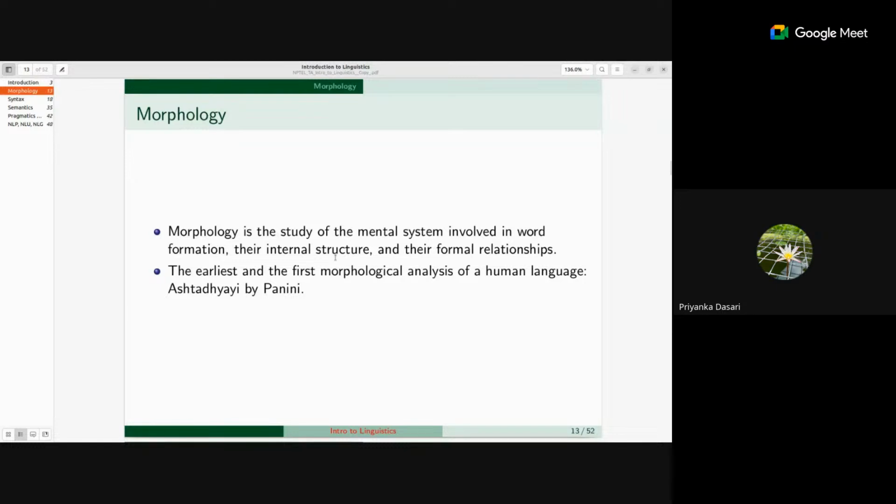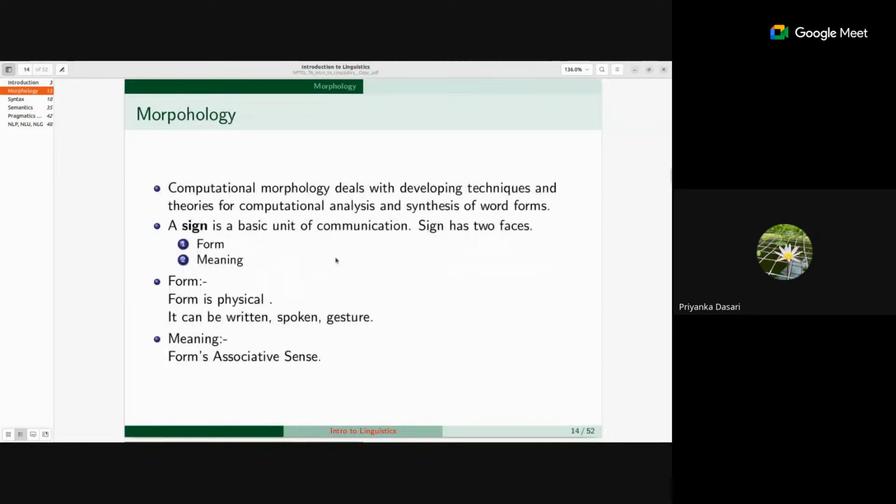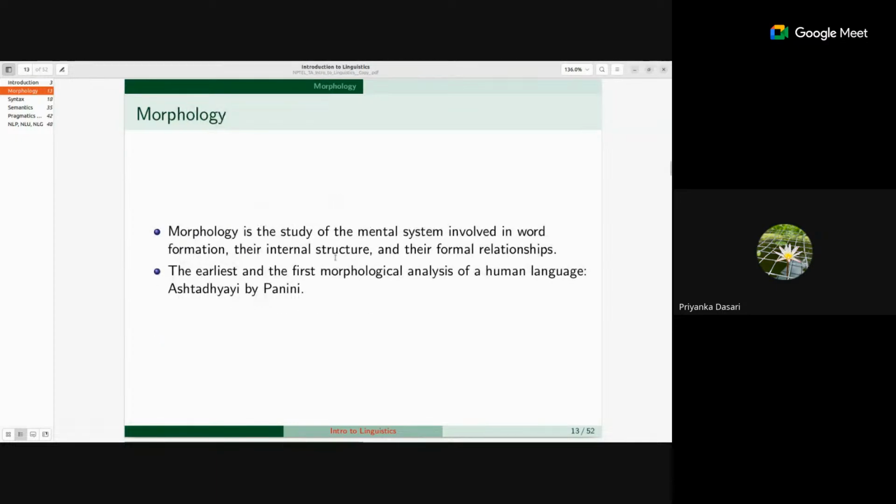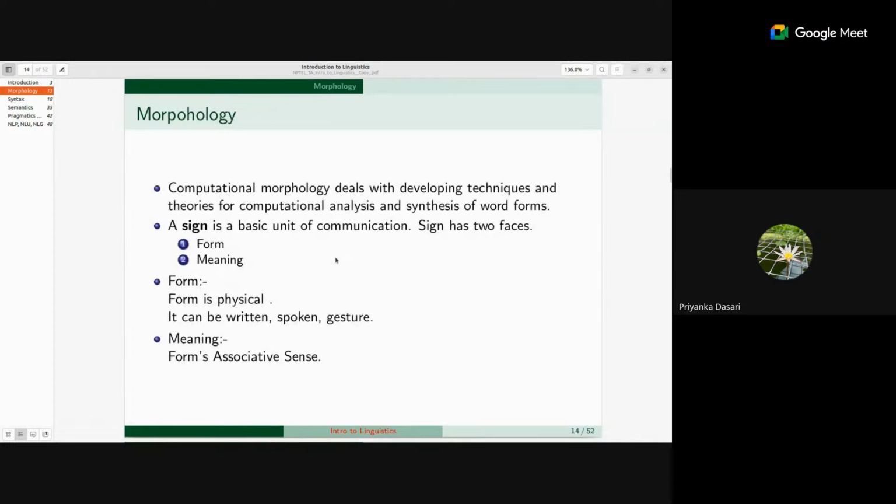Now the next level of analysis is morphology. It is the study of word formation, their internal structures, and their formal relationships. It was introduced earlier by Panini in the Astadhyayi. Computational morphology deals with developing techniques and theories for the computational analysis and synthesis of word forms.